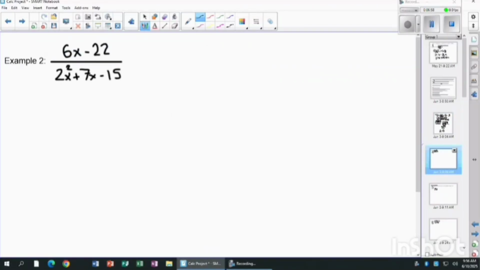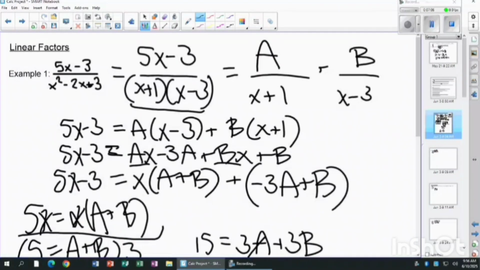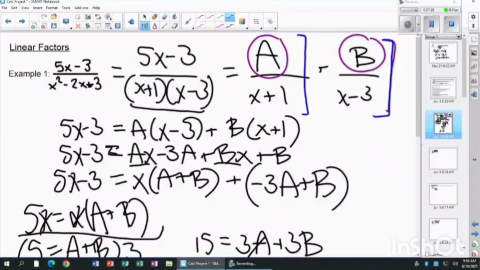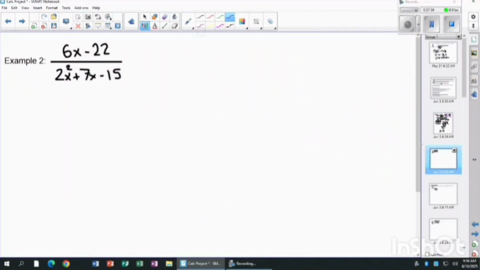The next example, 6x minus 22 over 2x squared plus... Okay, actually, no, sorry. Before I go on to the next example, I wanted to have some notes in a different color. So A and B here, these are what are called undetermined coefficients. And the fraction of b over x minus 3 and the fraction of a over x plus 1, those are the partial fractions. Okay. So this example, 6x minus 22 over 2x squared plus 7x minus 15.